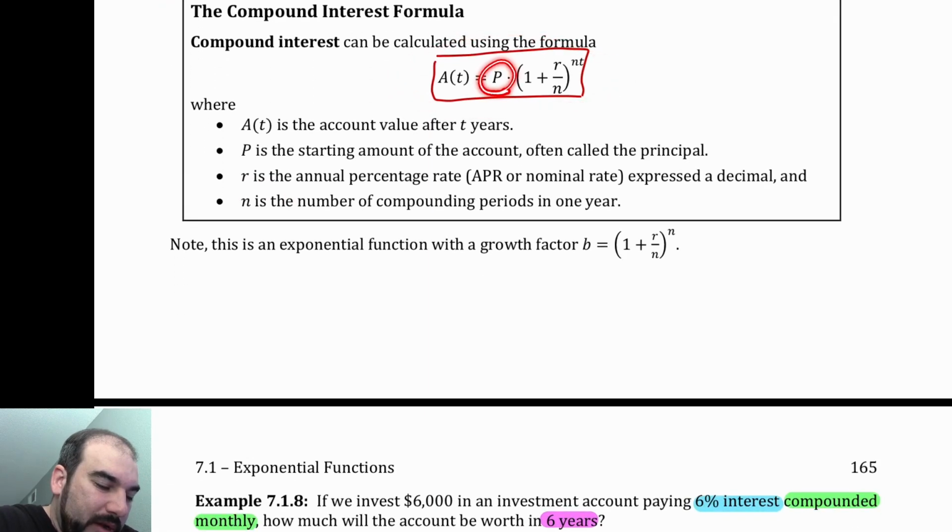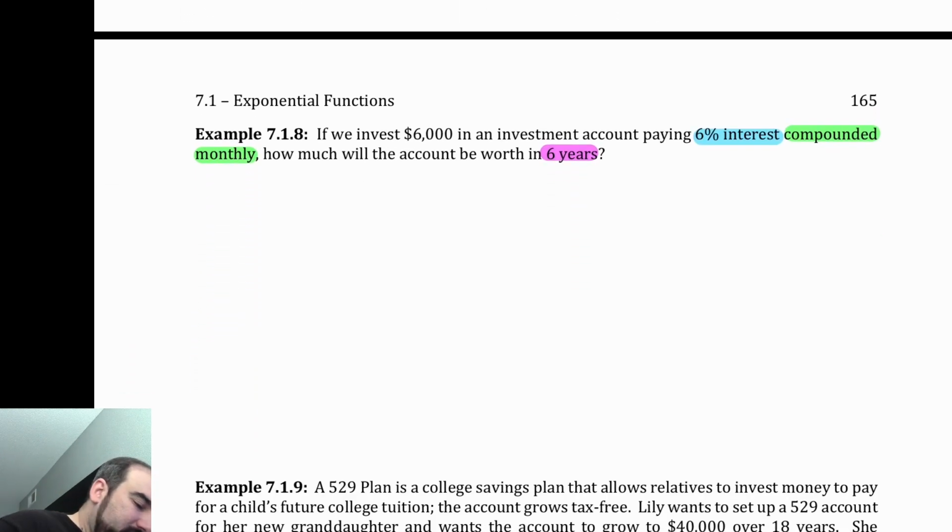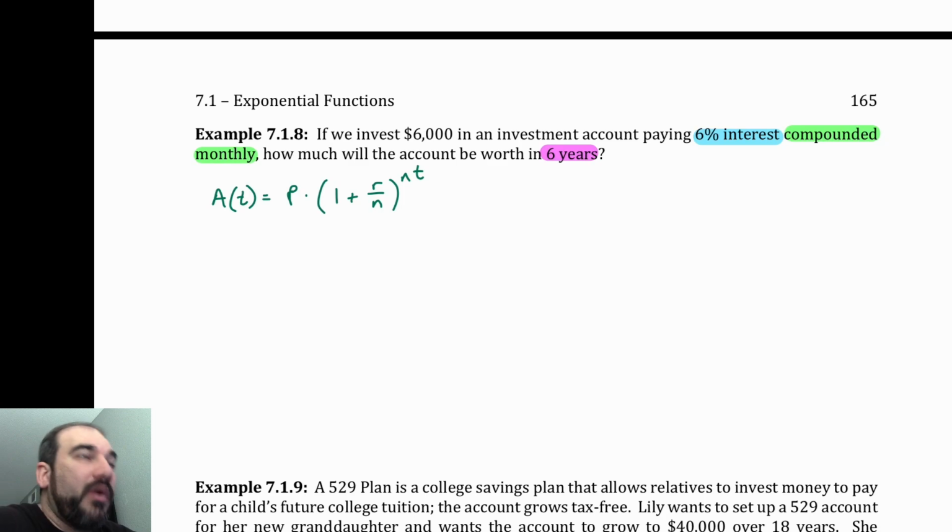The starting amount goes here. The interest rate goes there in the formula. The number of times it's compounded yearly goes in the N. And then T is how long the money is left in the account. So if you're doing an example like this, let me actually write the formula down here. A of T equals P times 1 plus R divided by N, all raised to the N times T power.